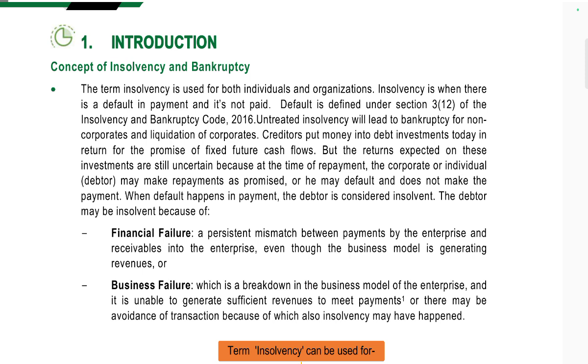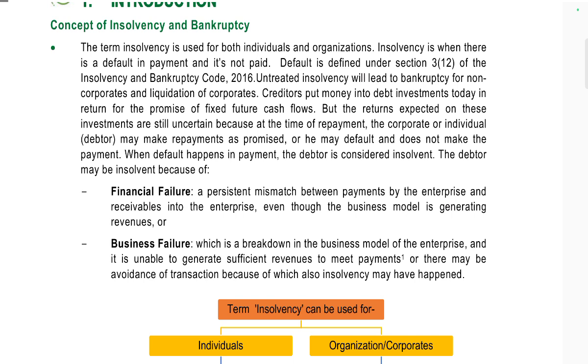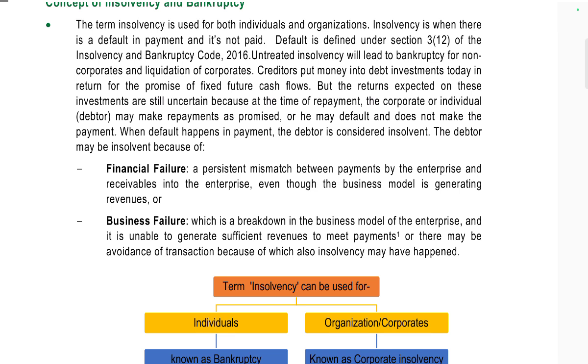Untreated insolvency will lead to bankruptcy, and for corporates, the liquidation process. The creditors put money into debt investment today in return of the promised fixed return of cash flow.